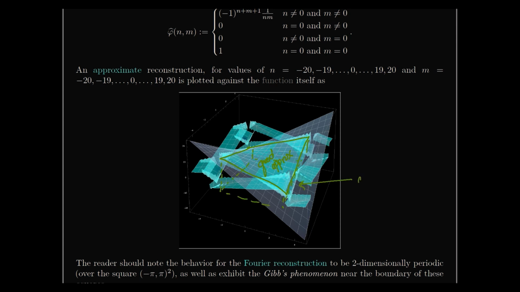This is a good approximation over the square minus pi to pi squared. So this length is 2 pi. This length is 2 pi. And then we, in fact, recover the Gibbs phenomenon and periodicity, but in two dimensions. So that Gibbs phenomenon and periodicity that we witnessed in the last Fourier transform video repeats itself in higher dimensions.